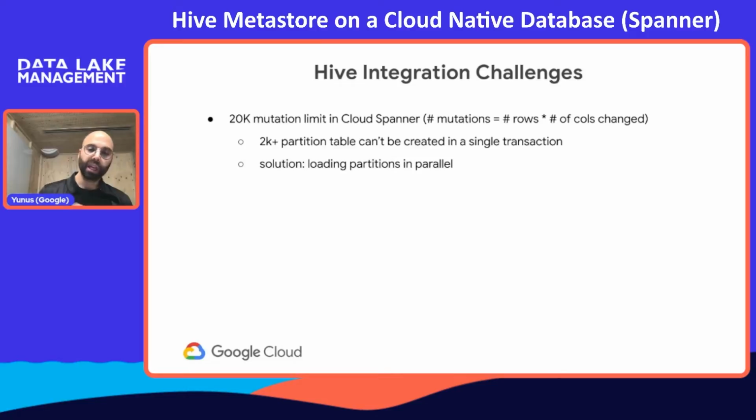Luckily, this also exists in other relational databases, so Hive already has a feature for that. You need to load partitions and operate on partitions in parallel. That's one of the challenges of Spanner.